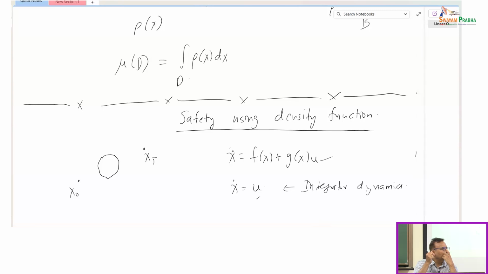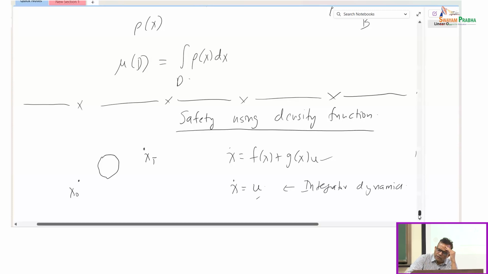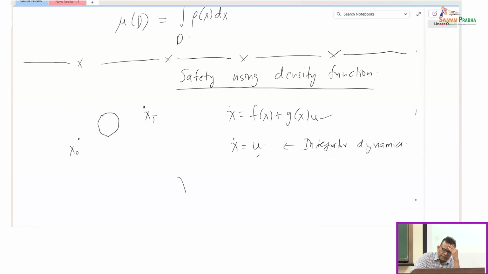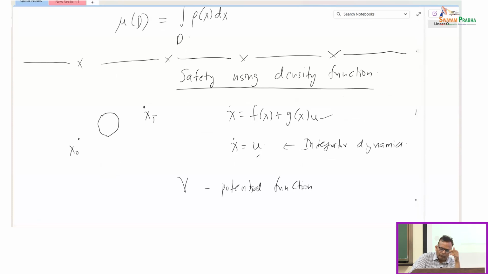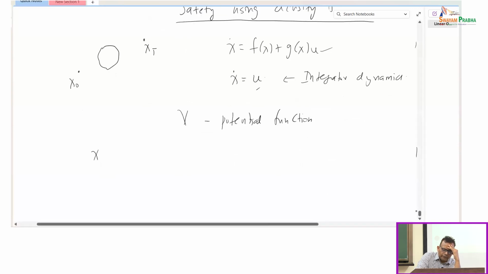Now imagine you modify this Lyapunov function in such a way that wherever you have an obstacle set, you make this function very large, okay? So let's say v is a potential function. Then if I'm working with simple x dot equals u dynamics, you design u to be minus partial v partial x, okay? So you're going along the negative gradient of v.